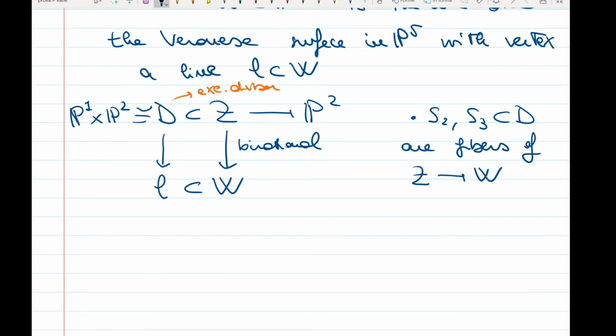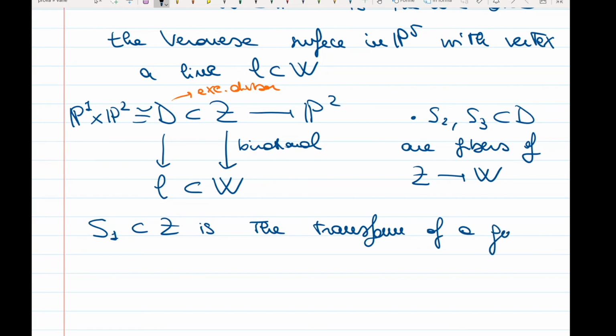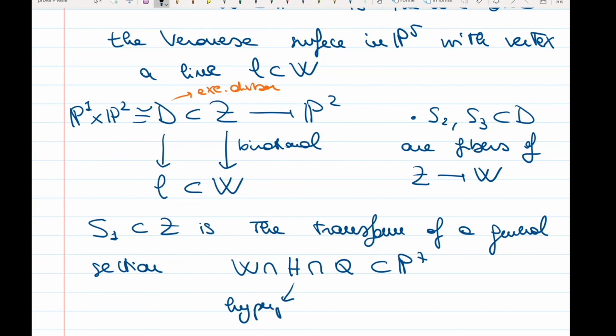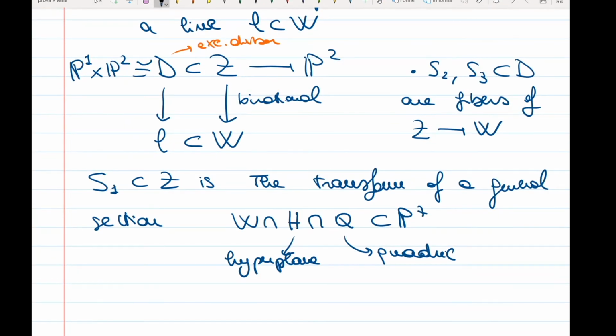And then what is S1, which is the most interesting of the three surfaces? S1 in Z is the transform of a general section of W intersected with a hyperplane and with a quadric in P7. And one can check that S1 is a del Pezzo of degree 2.